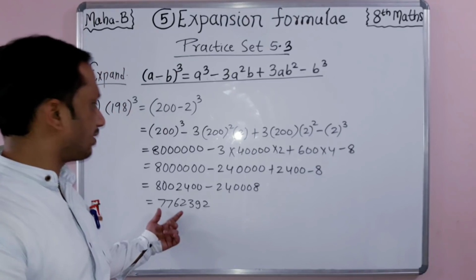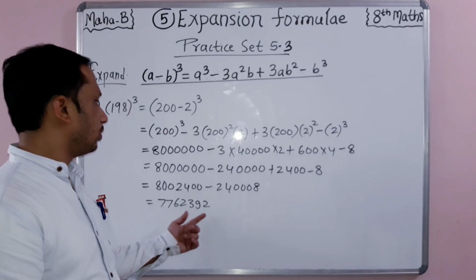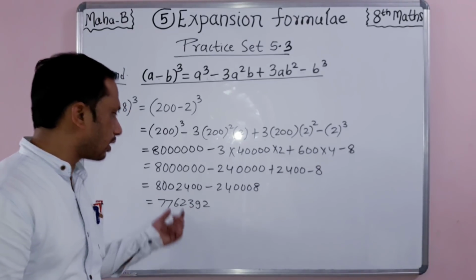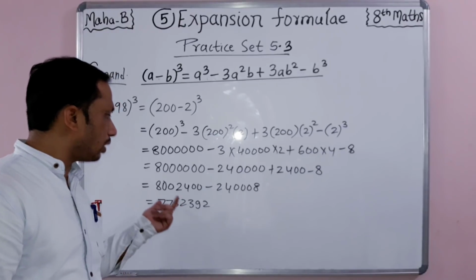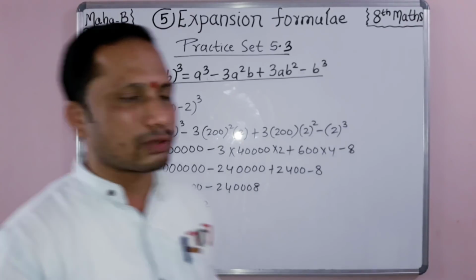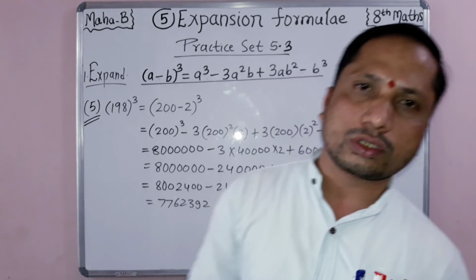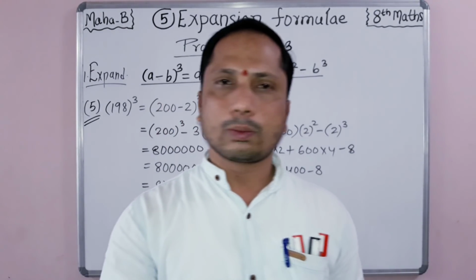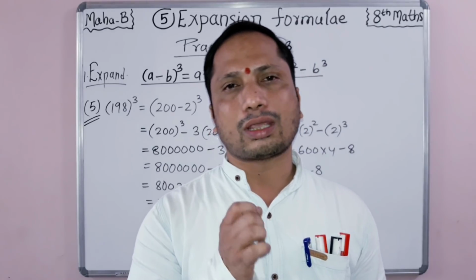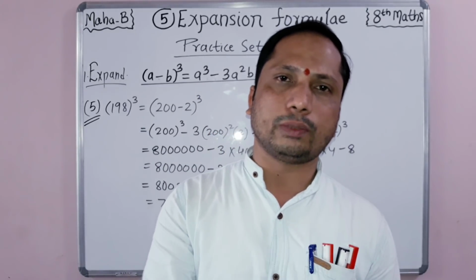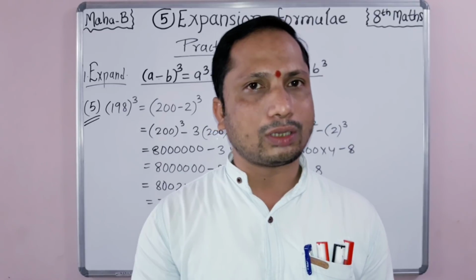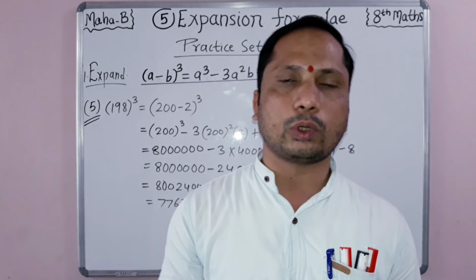Final solution will be 7762,392. Okay student, this is nothing but 77 lakhs 62,392. This is the fifth problem. Problems are very easy. You have to just apply the formula and solve the problem. Now we are going to solve the next problem of this practice set 5.3.